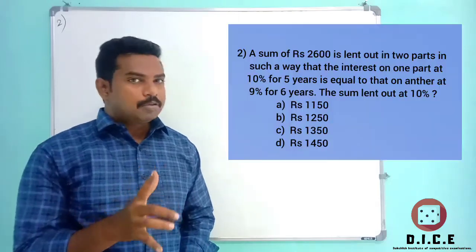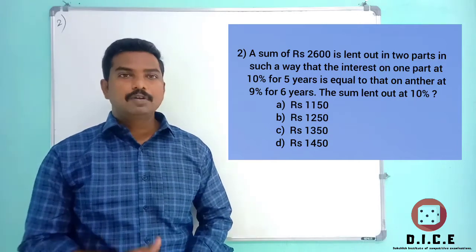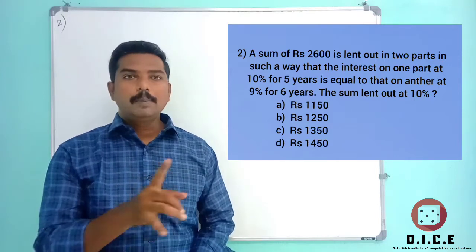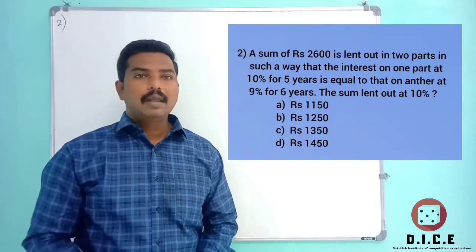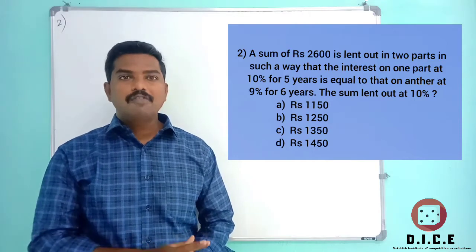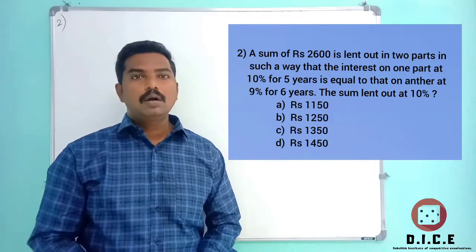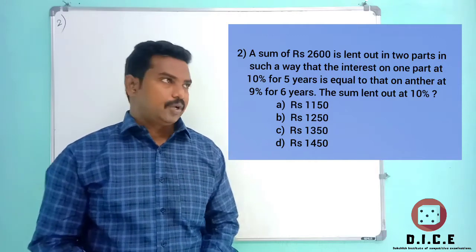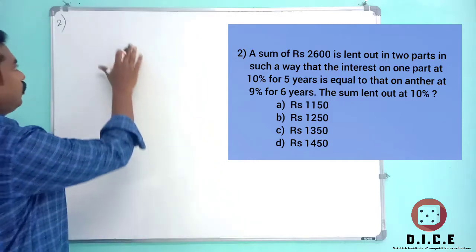Now we shall see question number 2. If you go through the question clearly, the meaning of the question is that 2600 rupees is divided into 2 parts. It is not saying it is exactly divided equally, but one part is lent at 10% for 5 years and the other at 9% for 6 years. After that time, both interests are the same. Now he is asking what principal was lent at 10%. That was the question.